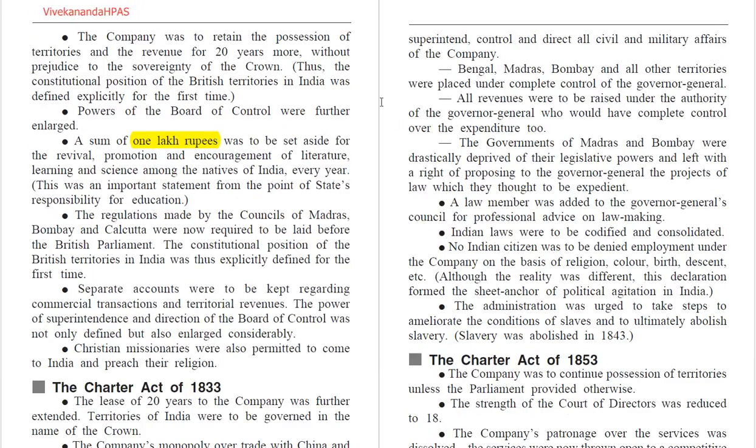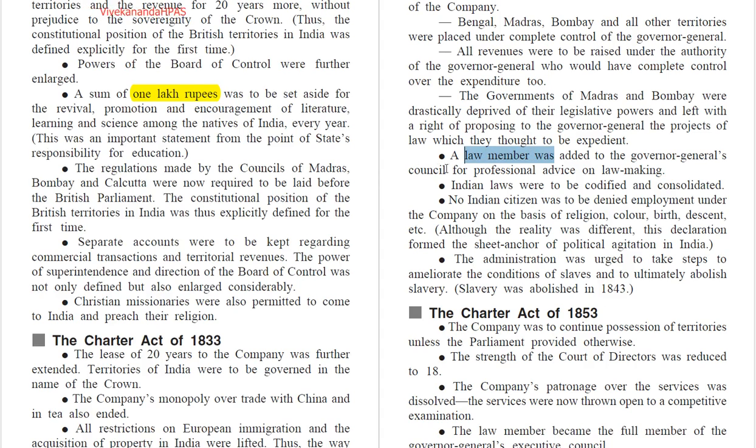Then Bengal, Madras and Bombay, all the territories were placed under the complete control of the Governor General, because he was made the Governor General of India, and all the revenues were to be raised under the authority of the Governor General, who had complete control over the expenditure also. A law member was added in 1833 for professional advice to the Governor General. So he became a member of the council. So the council was operating with 3 members.